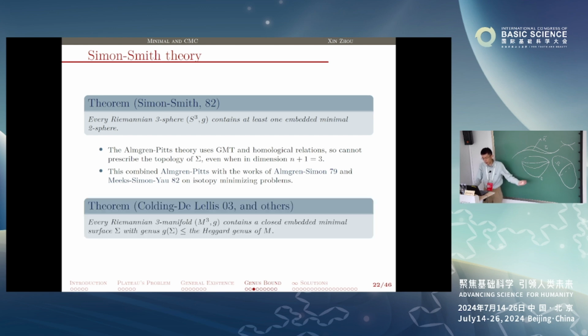These results were later generalized by others. For instance, Ketover, De Lellis and many other people, they were able to show that every Riemannian three-manifold contains a closed embedded minimal surface with genus bounded from above by the Heegaard genus. And in special cases, they were able to show that it was the Heegaard genus.